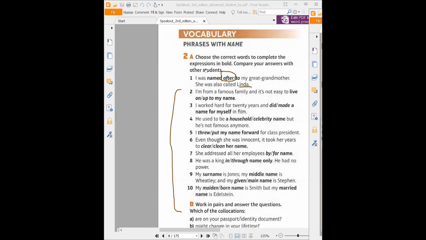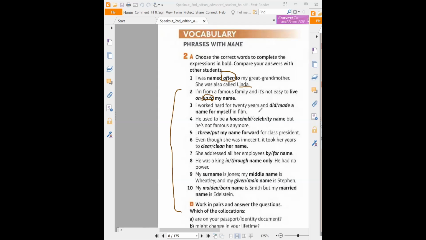What do you think about this one? What's the meaning of to live up to your name? Like to, I don't know how to explain it, but like when your name is difficult, then people can pronounce it in a right way or wrong way. I think she means that.